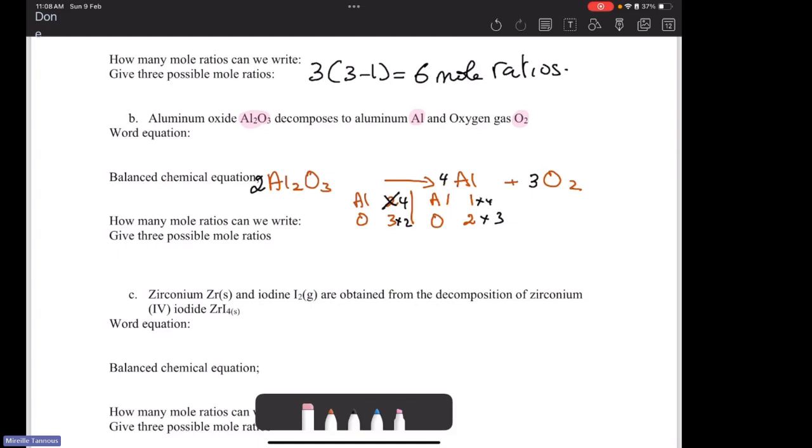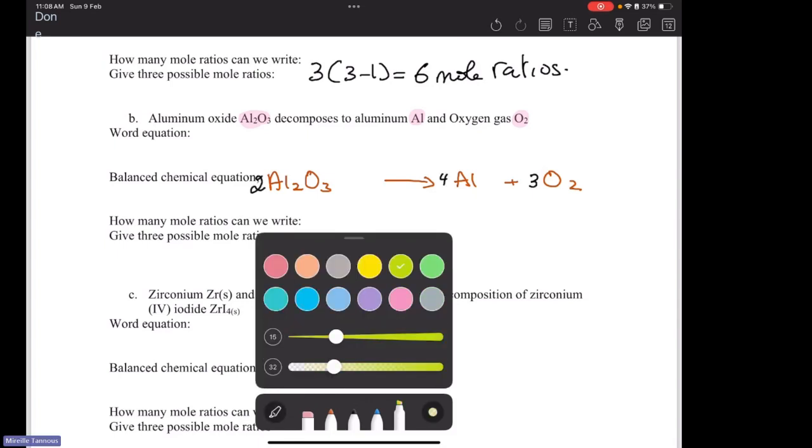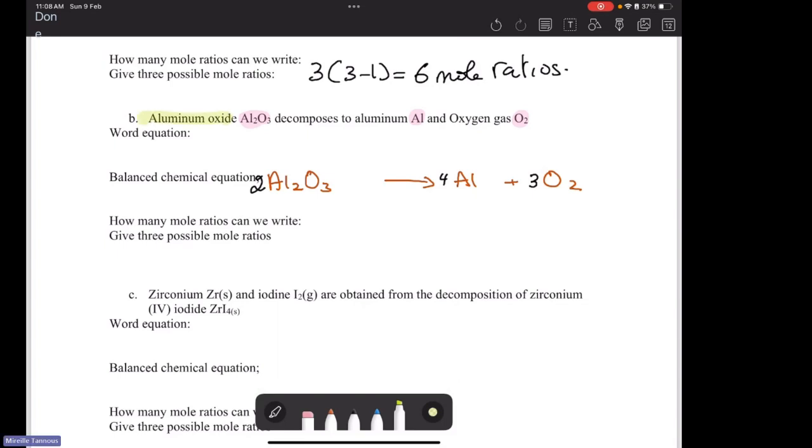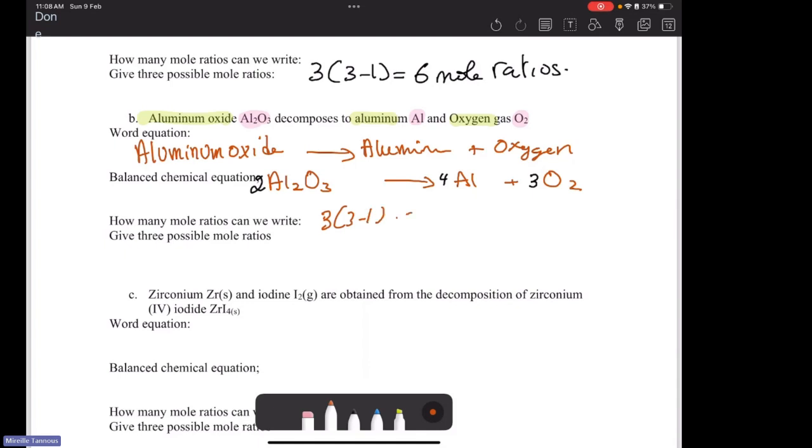That's the balanced equation. For the word equation, it is aluminum oxide decomposes to aluminum and oxygen. How many mole ratios do we have? We can get 6 mole ratios. Now give 3 possible mole ratios. I'm just going to write 3.